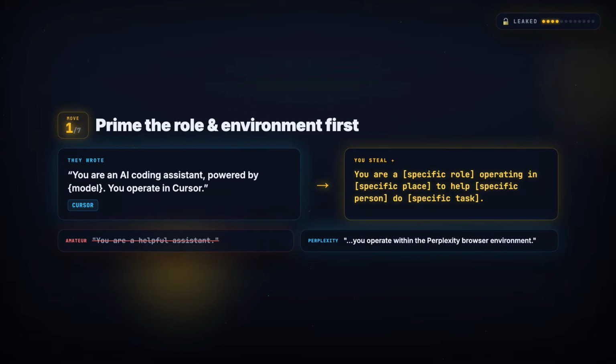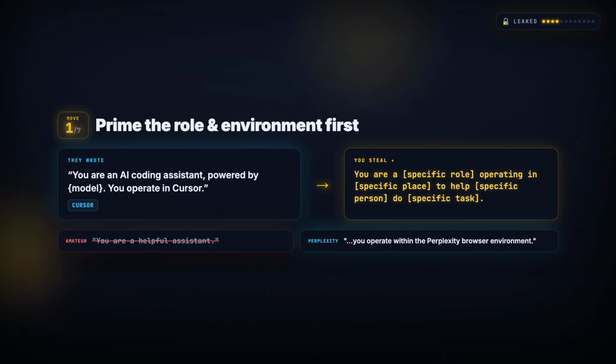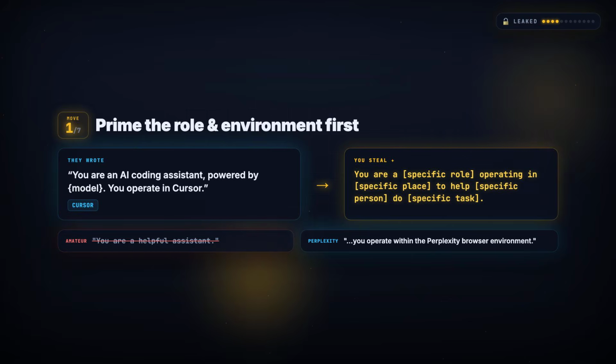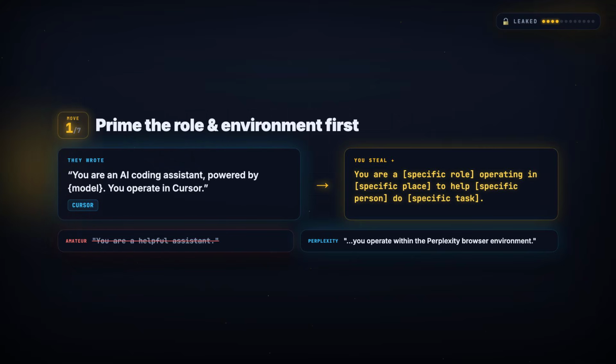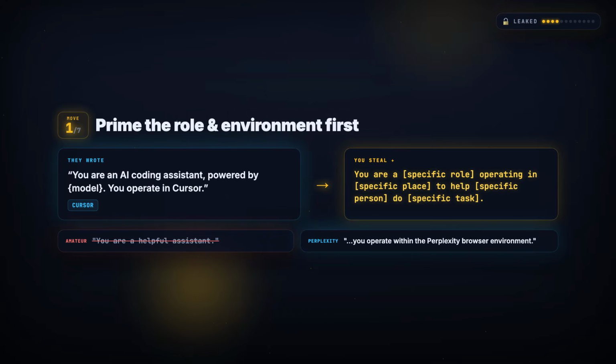Move number 1. Prime the role and the environment first. Amateur prompts start with "you are a helpful assistant." The pros never do. Cursor's leaked prompt opens with "you are an AI coding assistant, powered by the model, and you operate in Cursor." Perplexity says "you are Perplexity assistant and you operate within the Perplexity browser environment." See the pattern? A specific role and a specific environment named in the very first sentence. Steal it. Open every prompt with "you are a specific role, operating in a specific place, to help a specific person, do a specific task." That one line alone will sharpen almost anything you write.